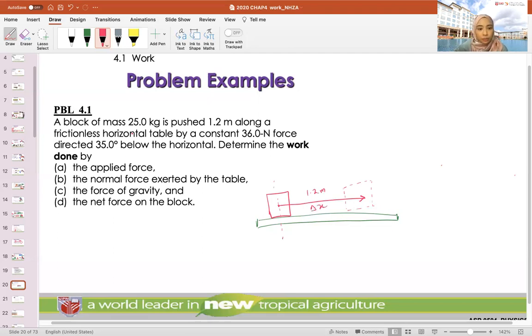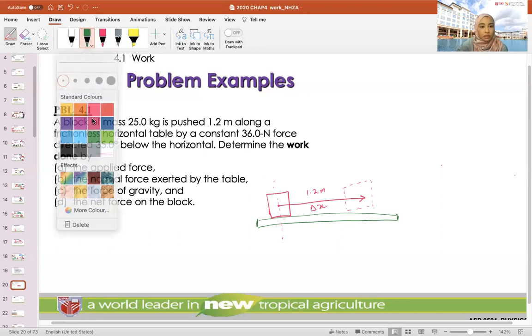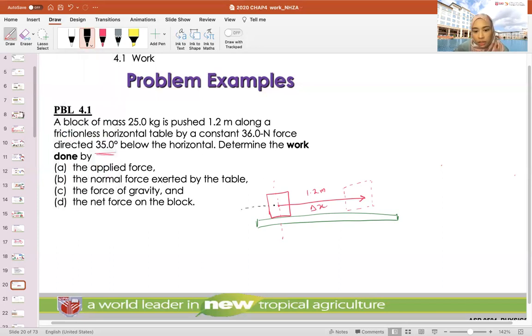Okay. So it is pushed, frictionless, so there is no friction, by a constant 36 Newton force directed 35 degrees below the horizontal. If I were to draw this force, we draw our imaginary axis first, it is going this way. And this is 35 degrees below the horizontal. You can imagine I'm pushing like that from above but the force is downward. So this is the direction that it is being pushed. The force is downward like this, at 35 degrees with respect to the horizontal table.